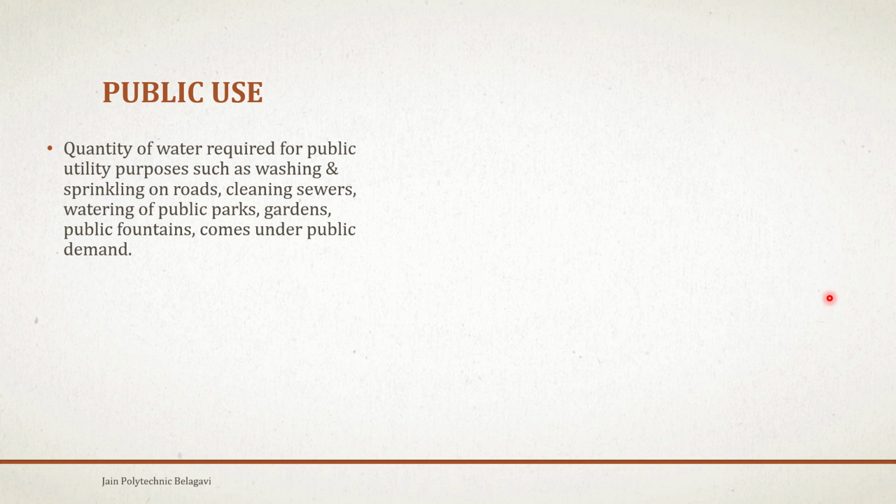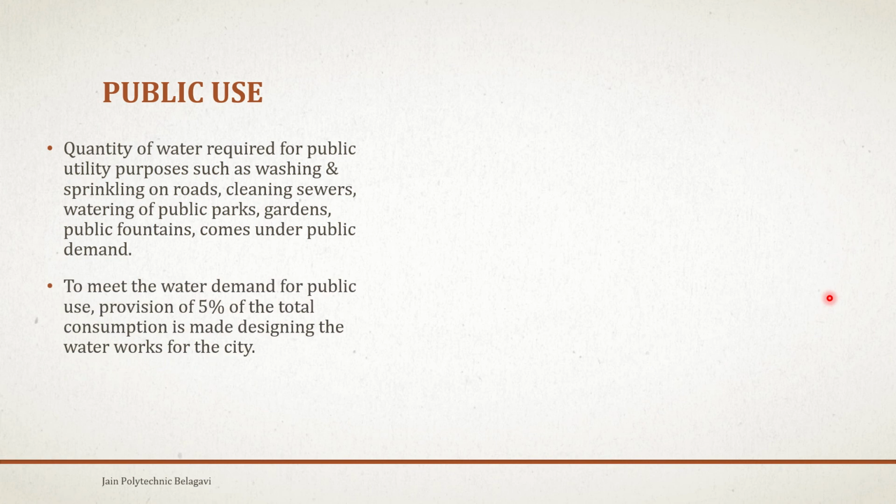So wherever you see this type of public place, there you will be supplying water for gardening and for different types of fountains. You might have roads that you need to clean, and you will be using water for cleaning them. To meet the water demand for public use, provision of 5% of the total consumption is made in designing the waterworks for the city. So in a day, of whatever water the city is going to accept, 5% is used for public use.